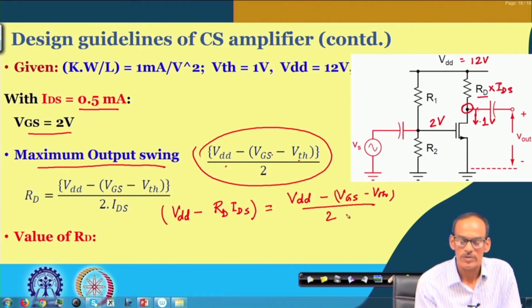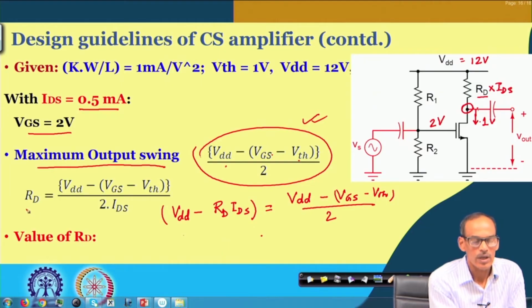right. So, this is our target to get the maximum swing, and if we rearrange this equation, what we can get here is I RD equals VDD.